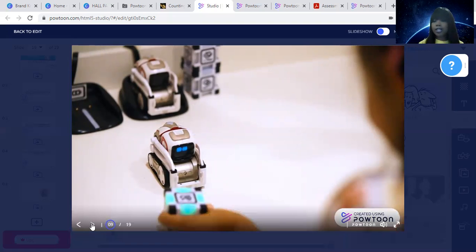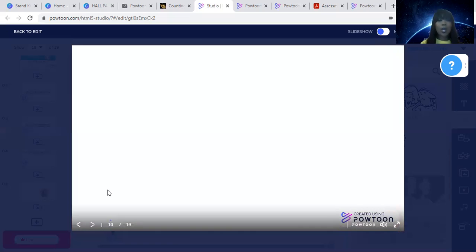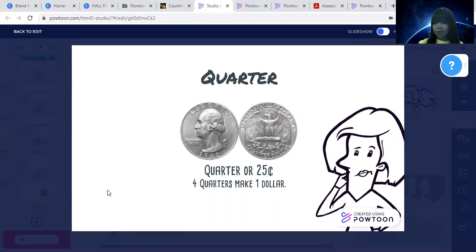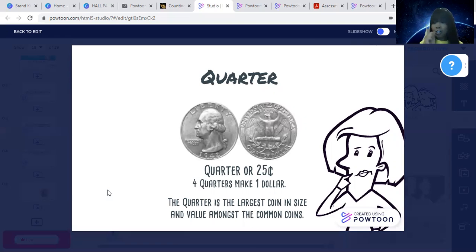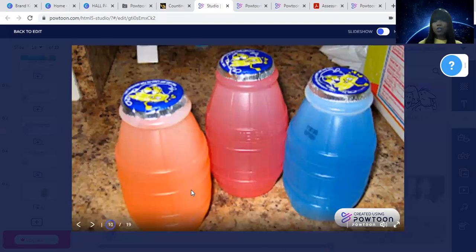Moving forward is our largest common coin, which is our quarter. So let's get into the quarter. The quarter is worth 25 cents. Four of these make $1, and it is the largest coin in size and value amongst the most common coins. So here we have a quarter juice, and in my time, these juices were worth a quarter.